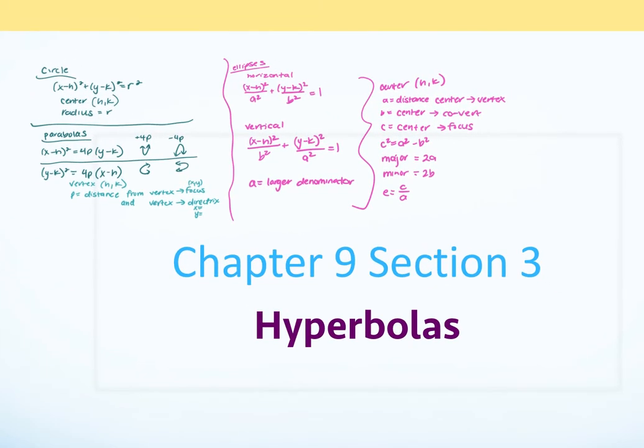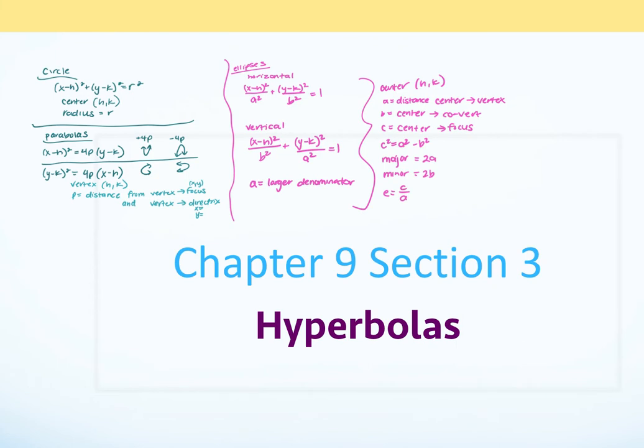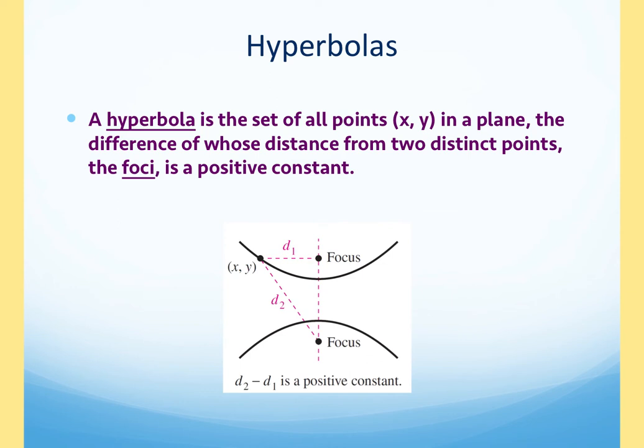All right, now we get into hyperbolas. There is a lot of overlap between hyperbolas and ellipses, and they look similar in equation format, but they are very, very different when we go to graph them or try to find all the parts. A hyperbola is, in definition, a set of all points x, y in a plane where the difference of whose distances from two distinct points, the foci, is a positive constant. If you remember the ellipses, it was the sum of the distances, and now it's the difference. So ellipses plus, hyperbolas minus.